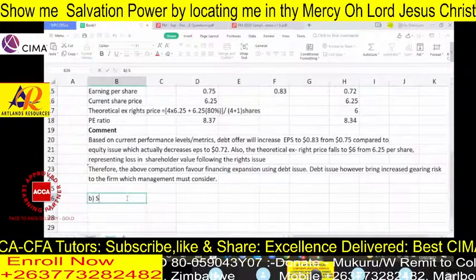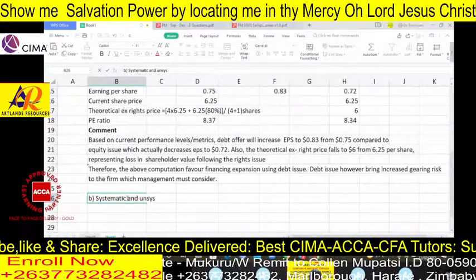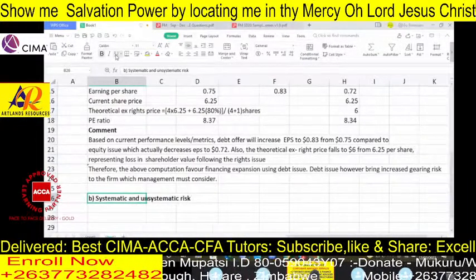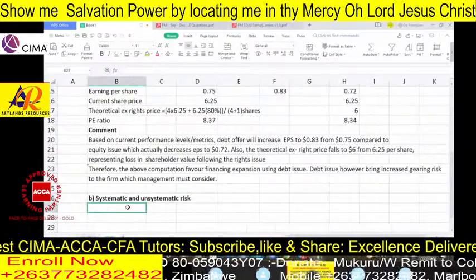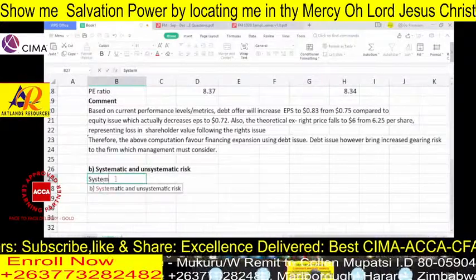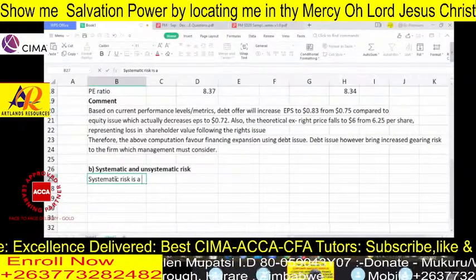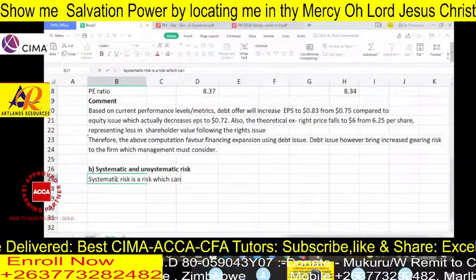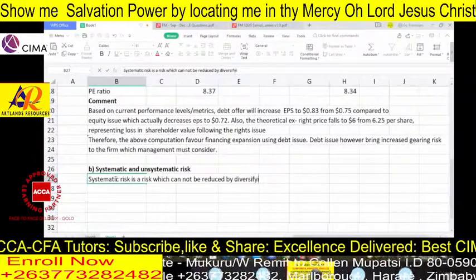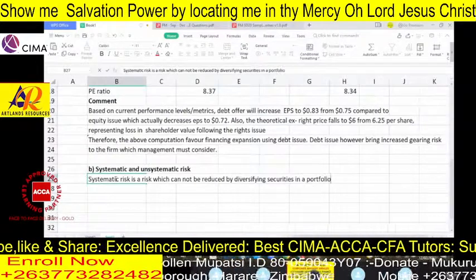So what you do is you write systematic and unsystematic risk together. These questions test your technical knowledge, understanding of your technical content. What are the differences between systematic and unsystematic risk? So it's a matter of defining. You say systematic risk is a risk which cannot be reduced by diversifying securities in a portfolio. You know that's systematic risk.